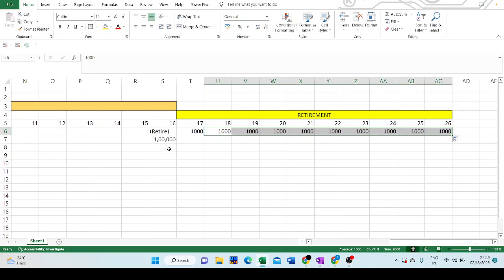Have you understood this? Guys, he will receive $1,000 every year, 1 year after he retires. Guys, are we good here? Any doubts? Good sir. Okay.